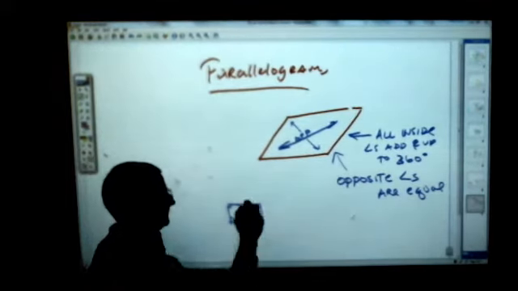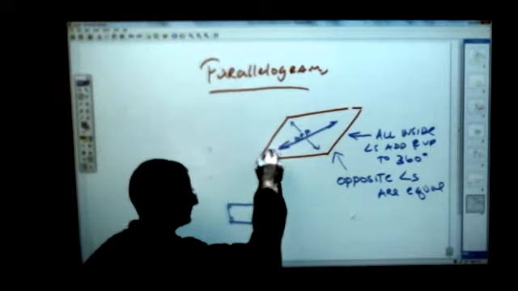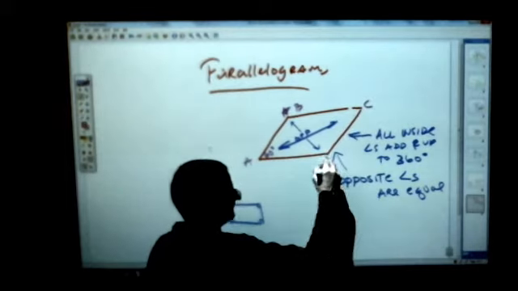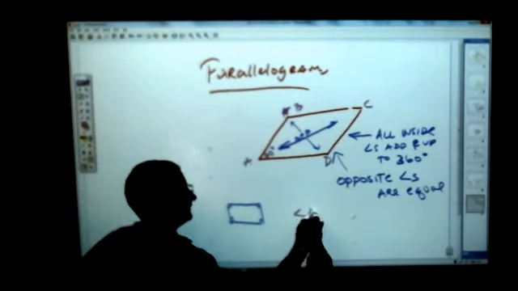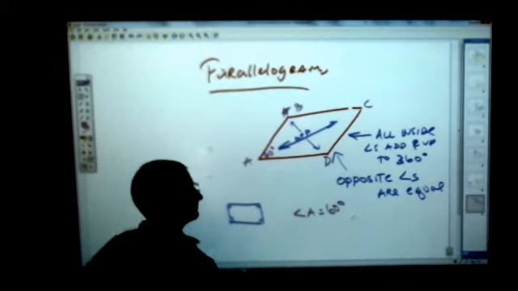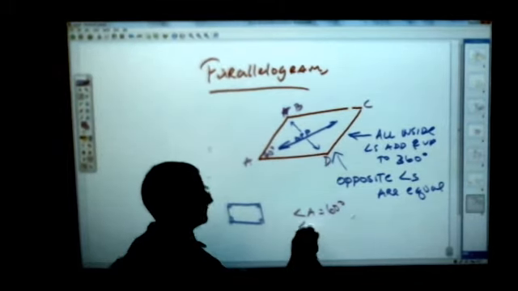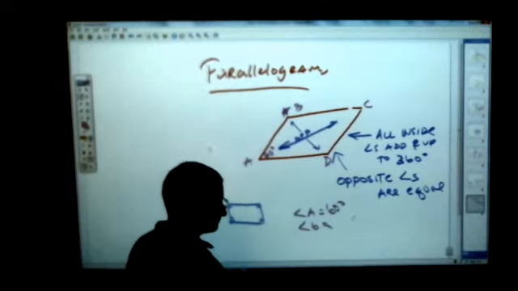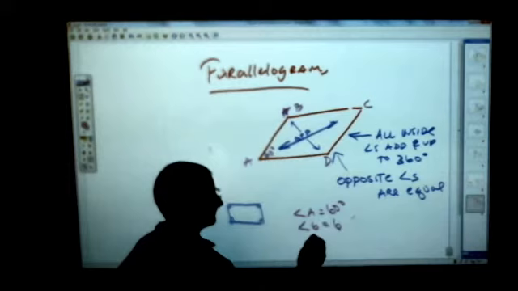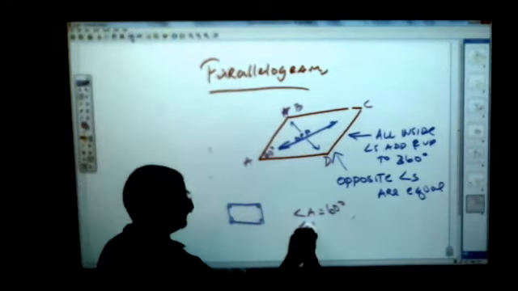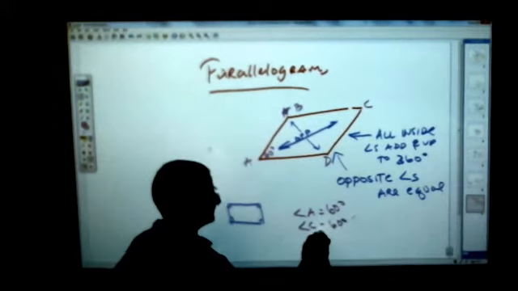Which means all you need to know is one single little angle, and you can figure out all the rest. For example, if this was 60 degrees, let's say this is labeled A, B, C, and D. If angle A is 60 degrees, then you know, because the opposite angles are equal, that angle C is also 60 degrees because they're opposite.